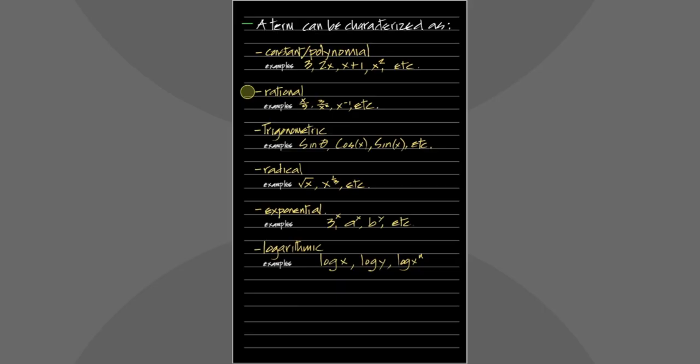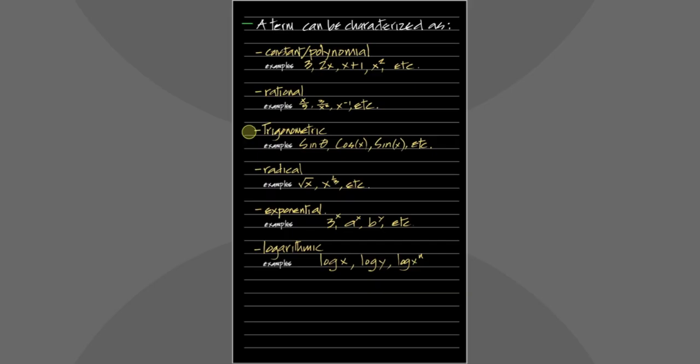Next, rational. Thus, a term can be characterized as a rational term. Examples: x over 5 is a rational number, or yes, rational expression or term. 3 over x squared is also a rational expression or term. X to the power of -1 is also a rational number or term, etc.